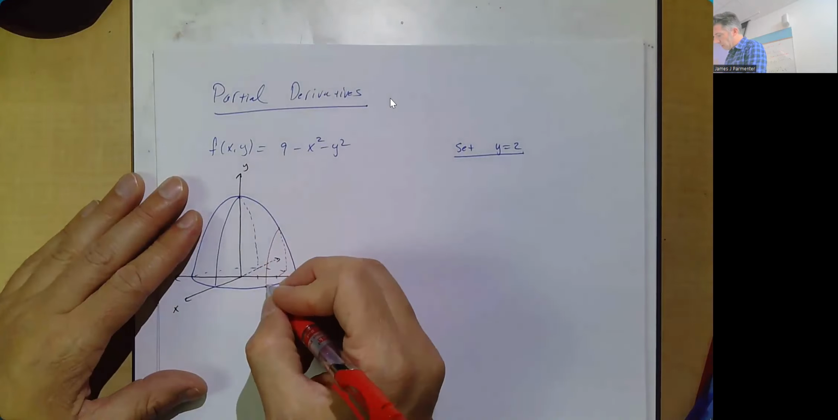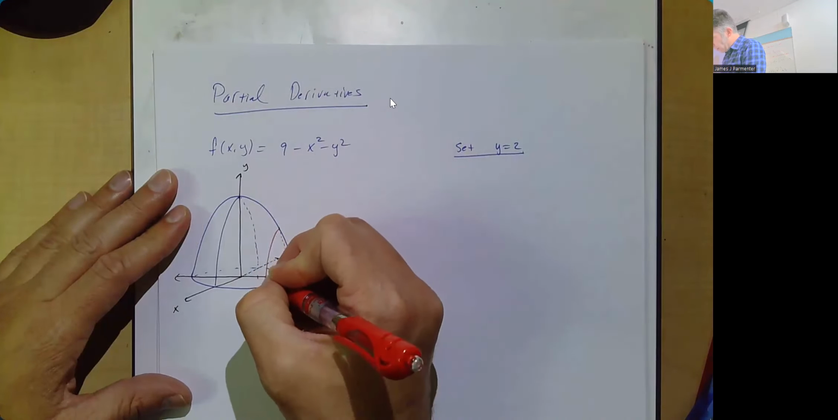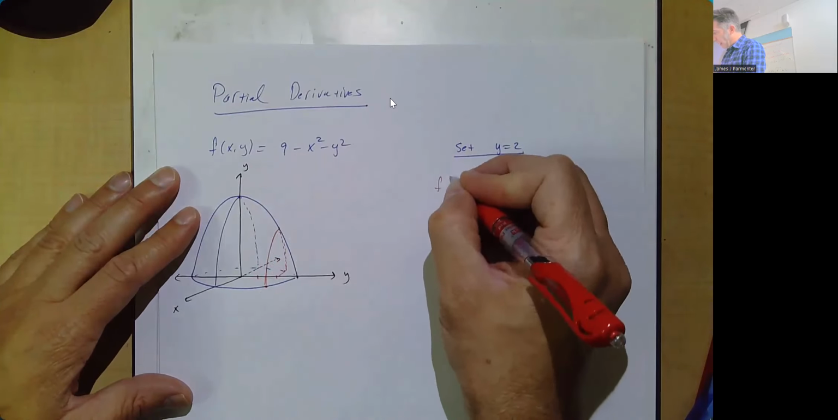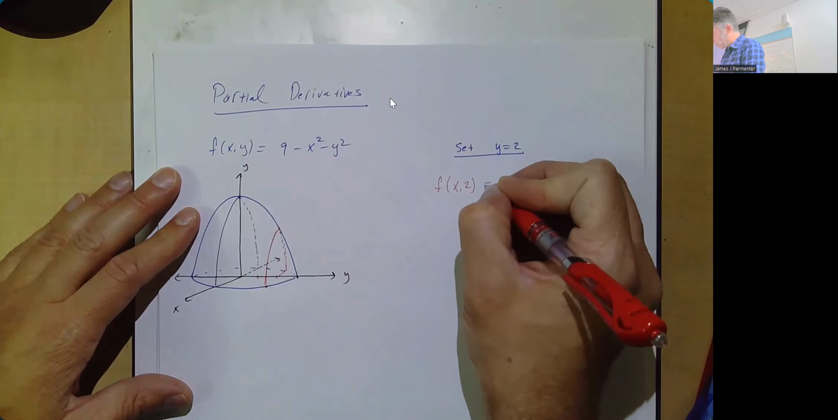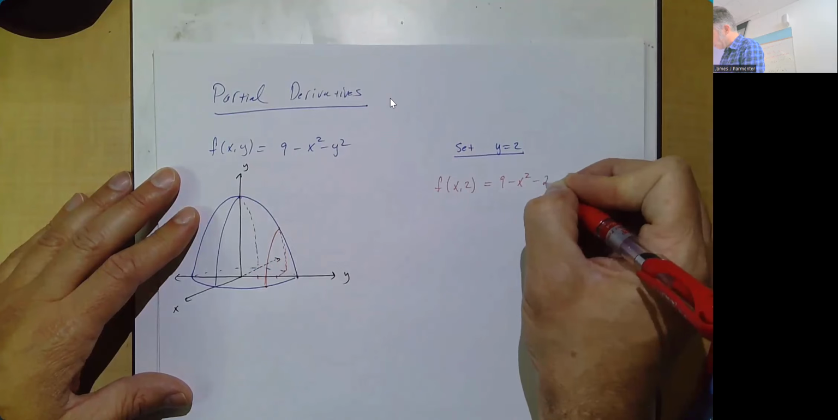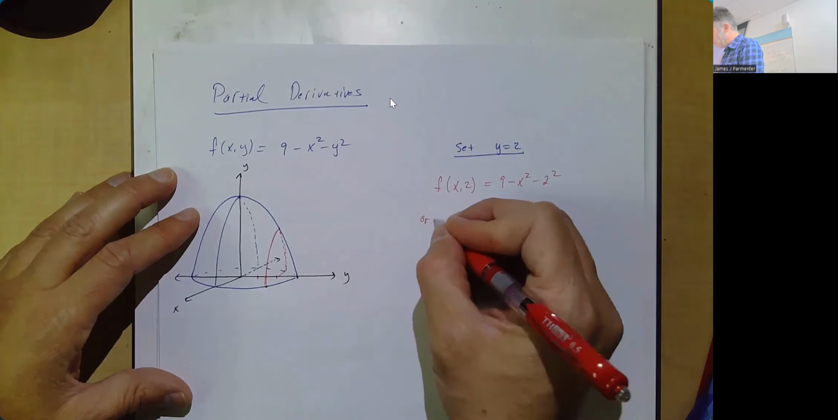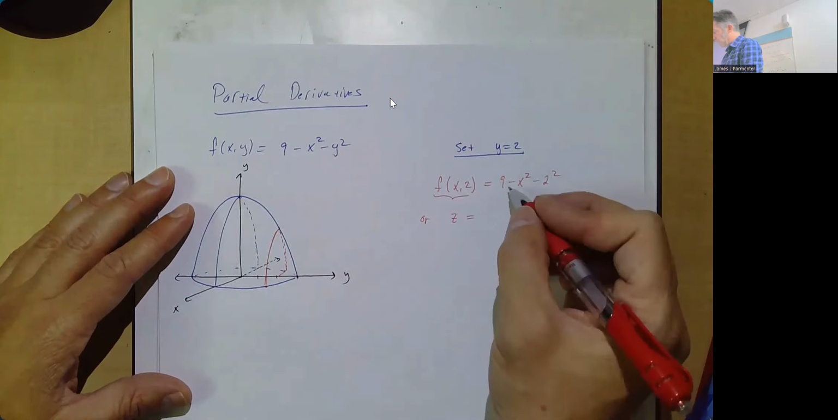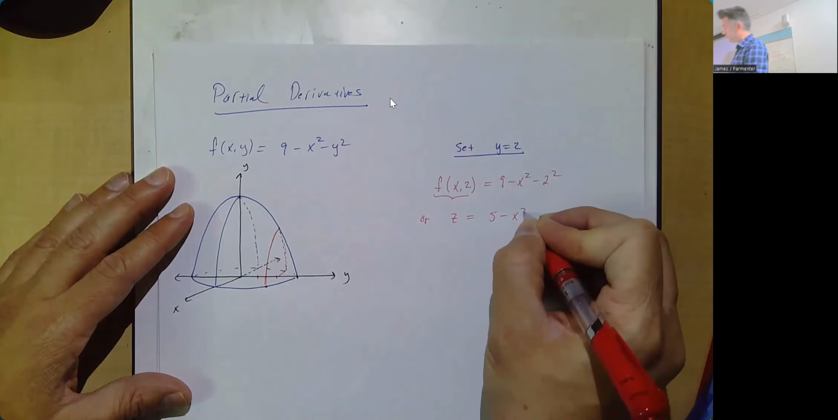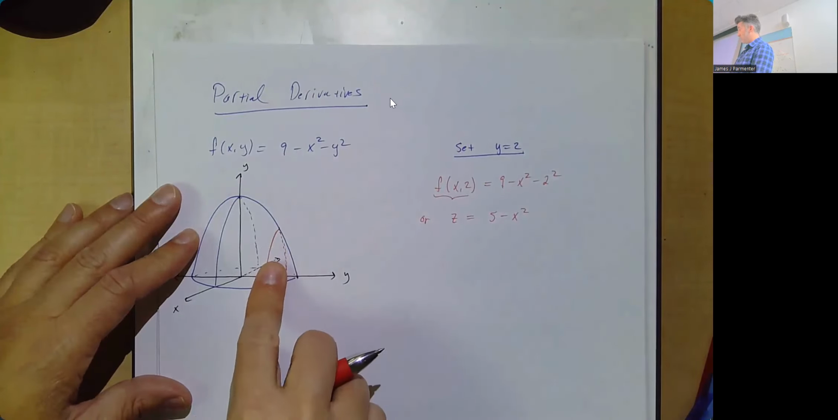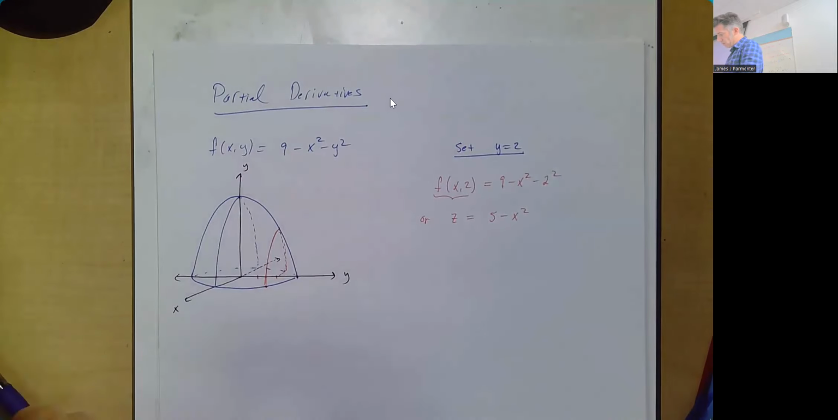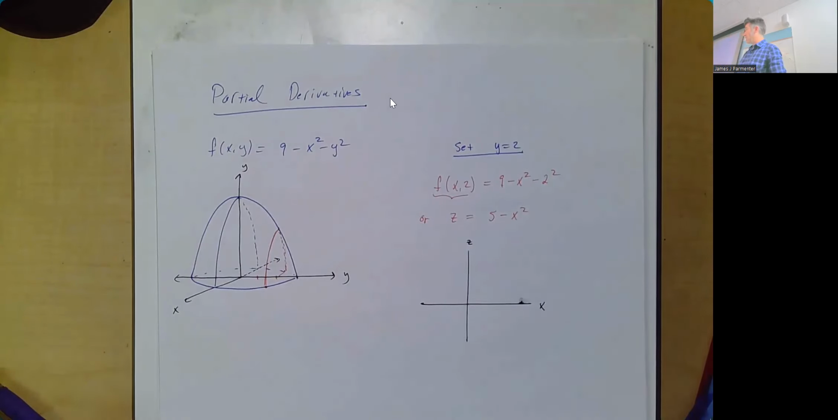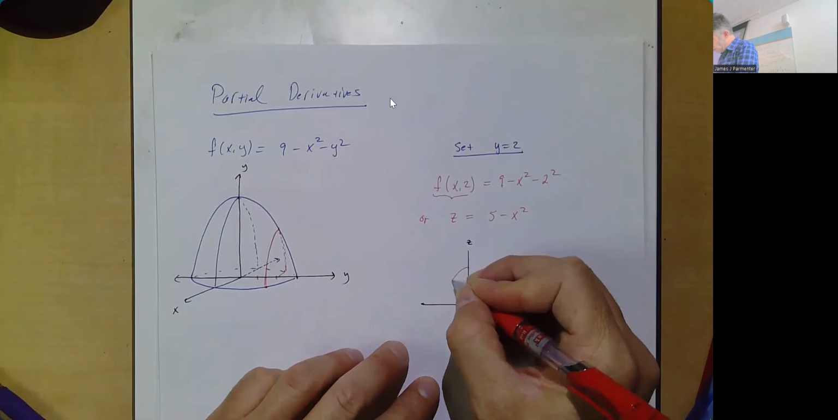So what I would say here is, right here, this parabola I've drawn, if I set y equal to 2, I'm going to get f of x comma 2 equal to 9 minus x squared minus 2 squared. Or more easily, I'm getting z, because that's another name for f of x comma y, equal to 9 minus 4 is 5 minus x squared. So this parabola that I've drawn here is really just the parabola in the xz plane where y is equal to 2. That looks like this.